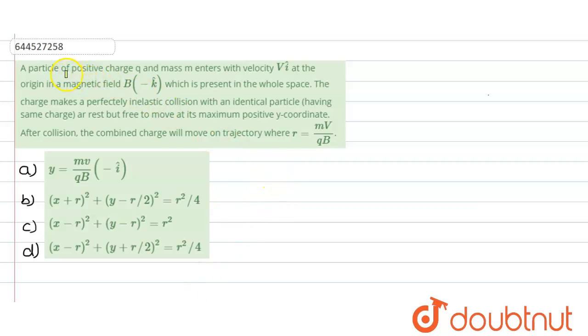Hello everyone, let us start with our question. In this question, it is given that there is a particle of positive charge q and mass m which enters with a velocity v i cap at the origin in a magnetic field which is varying in the k cap direction, minus k cap direction.